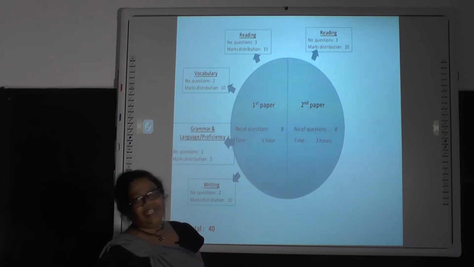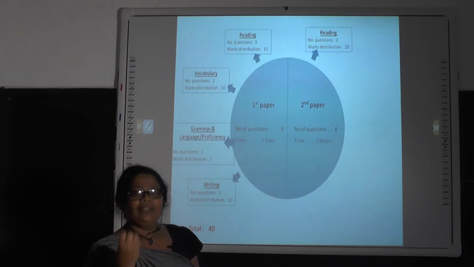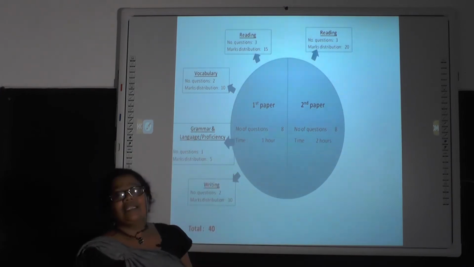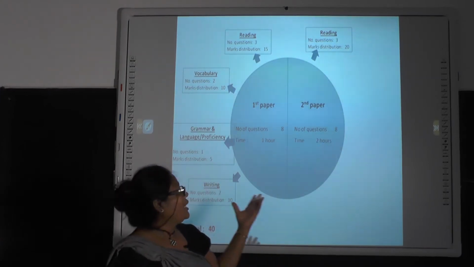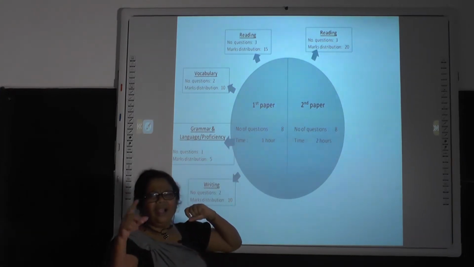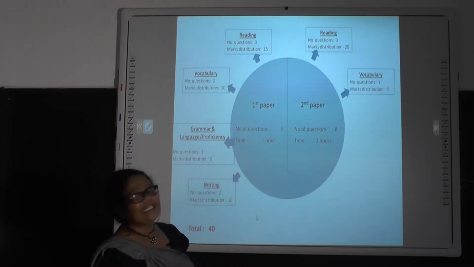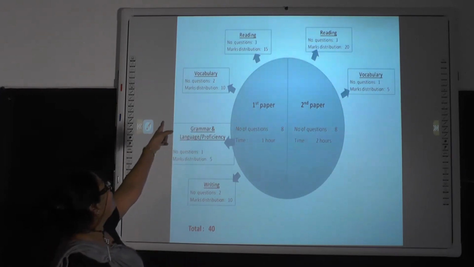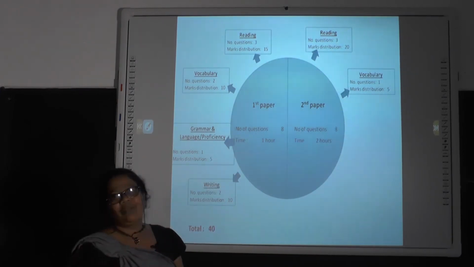Now we'll see under reading. Once again, there are 3 questions in your first paper, and in the second paper there are 3 questions. Then the total number of questions is 6 in your GCE O-level English paper. And the next testing area is vocabulary. Comparing the first paper, where there were 2 questions, here there is only 1 question. That means it carries 5 marks.